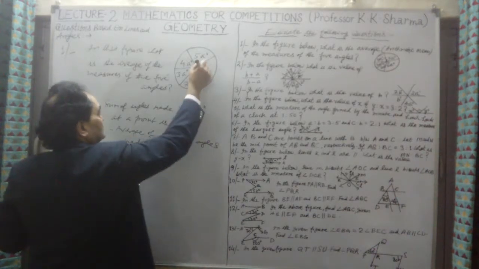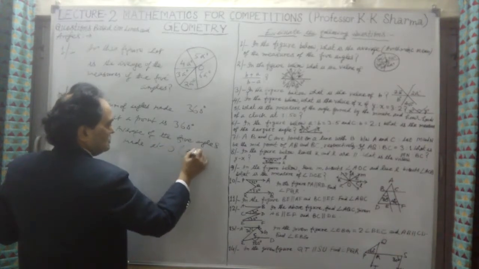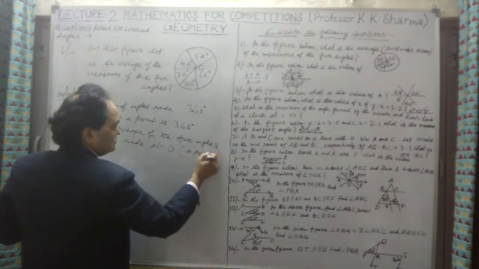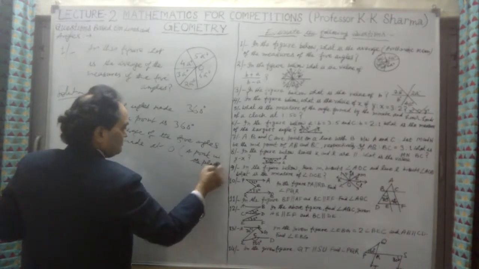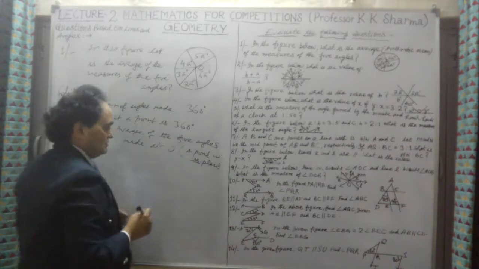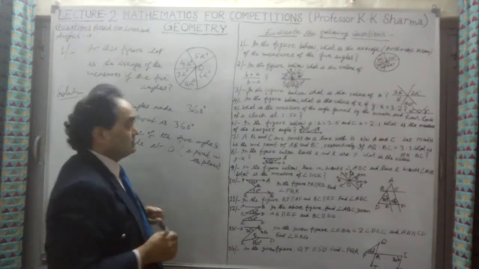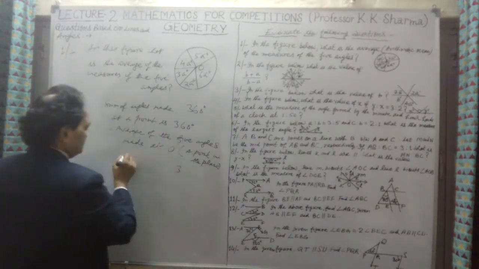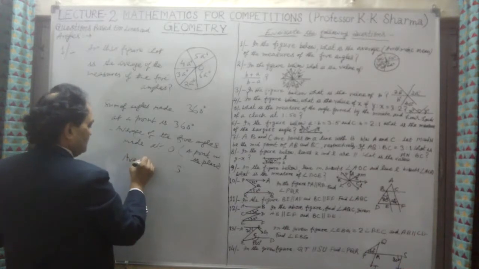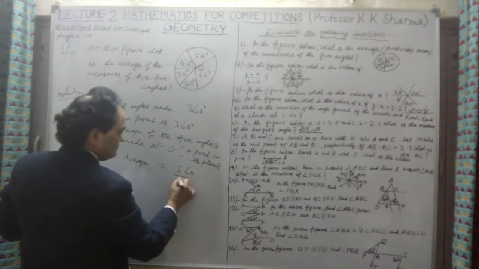made at, let me take this as O point, made at O, a point in the plane. This is a point in a plane. Okay, a point in a plane. Total sum of angles is 360 degrees, but these are 5 angles. Okay, then therefore average is equal to 360 degree upon 5.